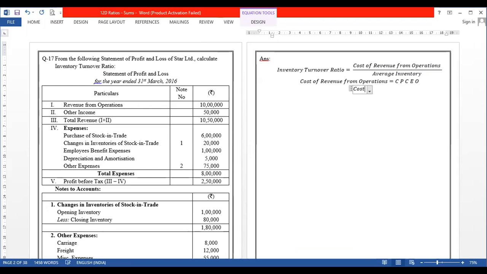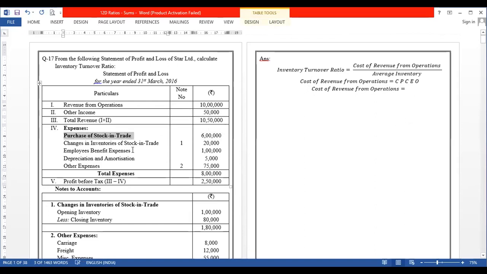Okay, so let me write the thing again. Cost of revenue from operations will be equal to, now the C. It talks about the cost of material consumed, but C is not seen. Okay, we can see that it's purchase of stock in trade.